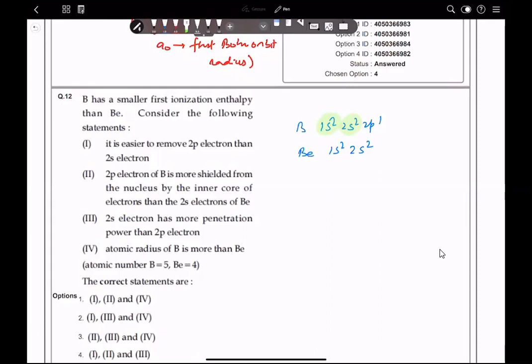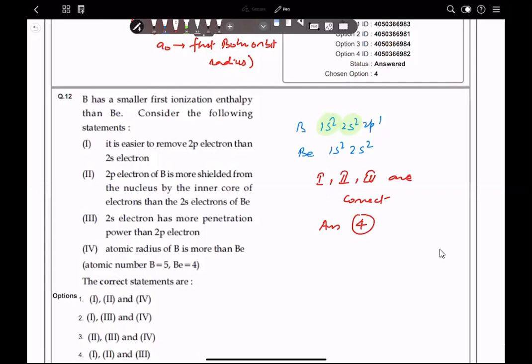Last one is given, atomic radius of boron is more than beryllium. This is not correct because left to right the size will decrease. Size of boron is certainly smaller than beryllium. Still, ionization energy of beryllium is more than that of boron. So favorable answers will be A, B, and C, that is first, second, and third. First, second, and third are correct options, so your answer must be 4.